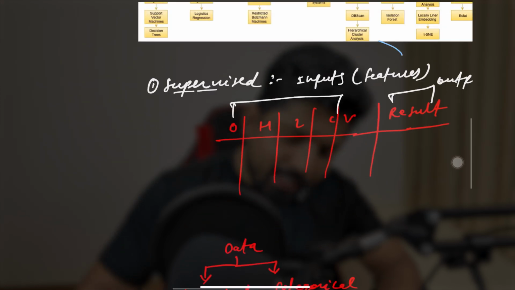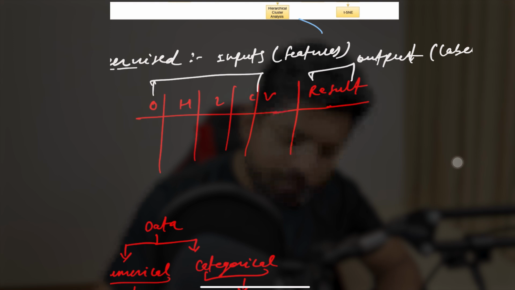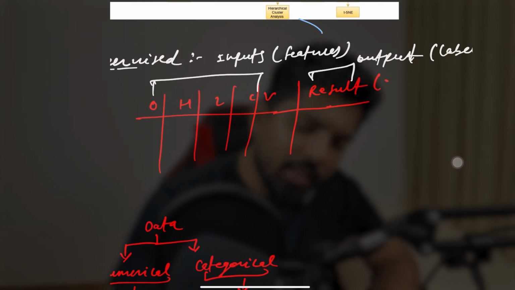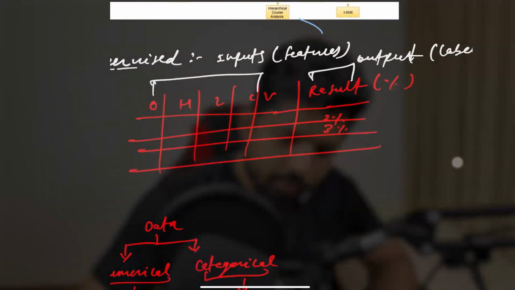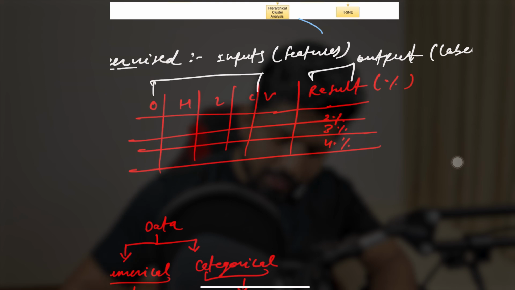So we have seen that, let's say in this column, the output, or we can say the label data, if these values are numerical values. So let's say in the results, we are taking the profit or loss percentage. So it can be, let's say, 2% or 3%, 4%. So this is the numerical data. So if it is numerical in the output, then it will be the regression.